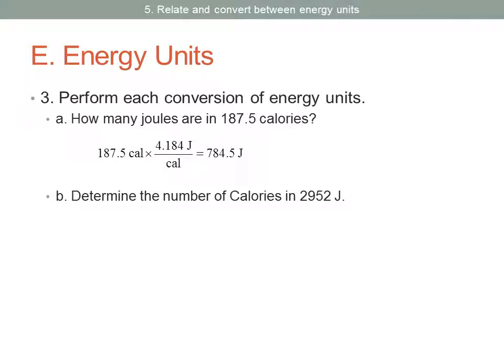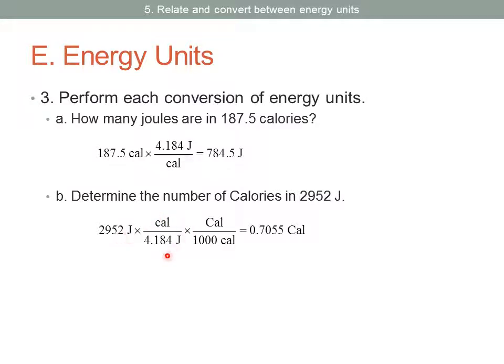Next question. Determine the number of calories in 2,952 joules. Notice this Calorie is spelled with a capital C, so this would be the nutritional Calorie, or a kilocalorie. So for this one, we'd want to start with the information given to us, the 2,952 joules, and then we want to convert that to calories. Notice just the normal calories with the lowercase c.